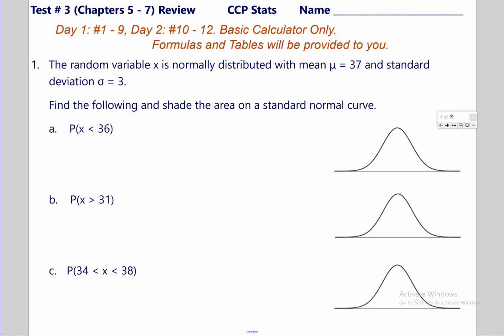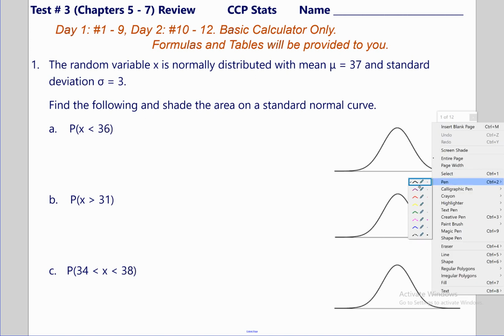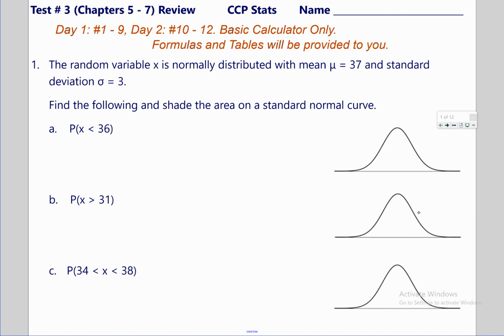Okay, so first problem, we have a random variable x. It's normally distributed. We are given the mean and the standard deviation. We need to find the following and shade the area on the standard normal curve. So this is going back to chapter 5, where we started with our z-scores. Okay, so you're going to need your z-score formula for this.